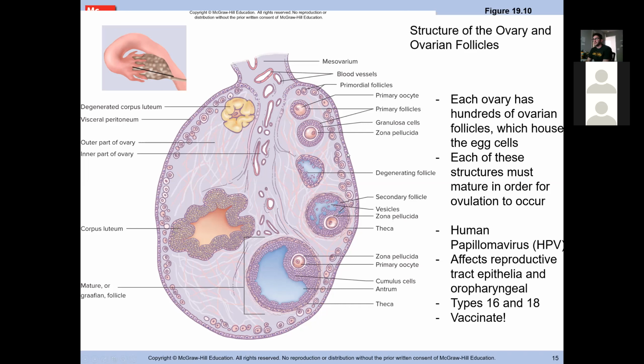Okay, so yeah, let's see. Each ovary has hundreds of ovarian follicles, which house each of the egg cells. And so each of these structures must mature in order for ovulation to occur. So we're going to go into that in some detail here in a sec.